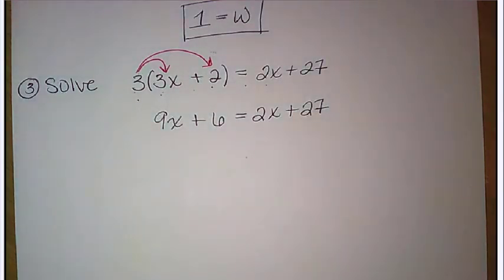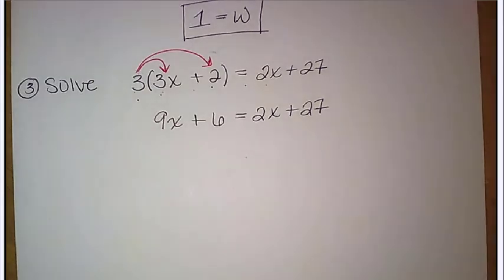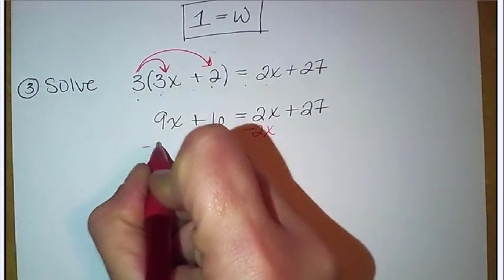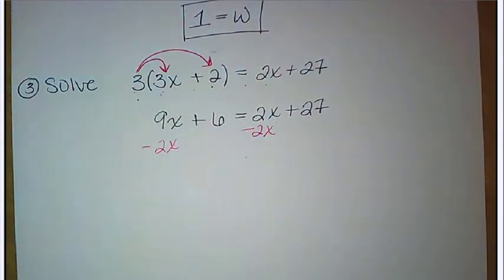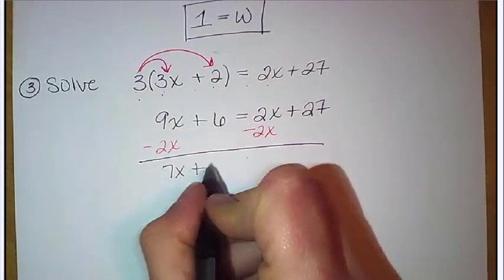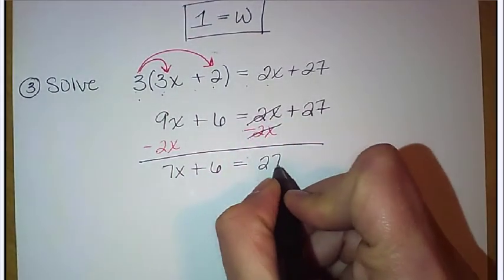So what I want to do next is start moving around my variables. So I want to move either the 9x or the 2x. And since it really doesn't matter, since we have both variables and constants on both sides of the equation, let's go ahead and do what we did in that very first problem, and let's take our 2x that's over here on the right and move it over to the left-hand side. Again, it's a positive 2x, so we're going to subtract 2x from both sides. So now we have 9x minus 2x. That's going to give us 7x plus 6. Our 2x's over here are going to cancel each other out, and we're going to have 27.